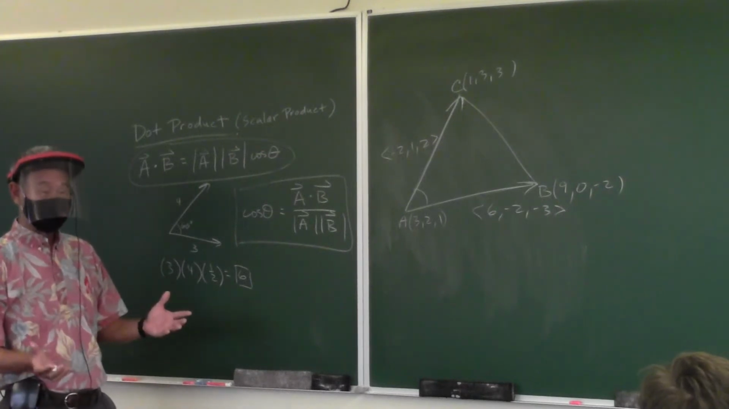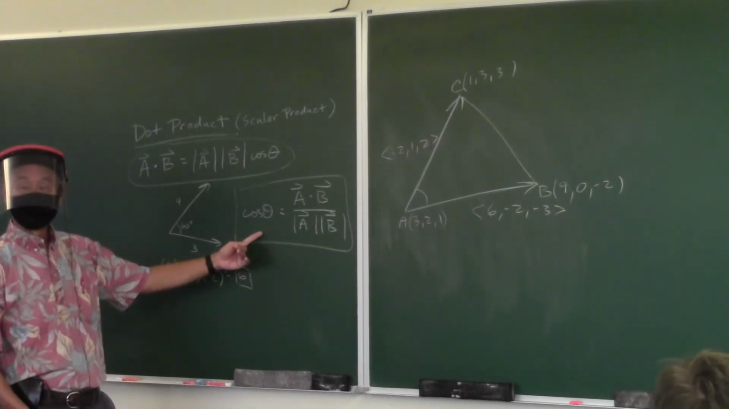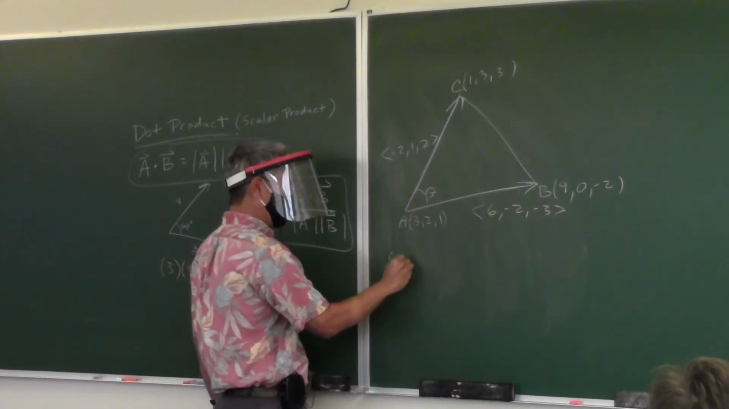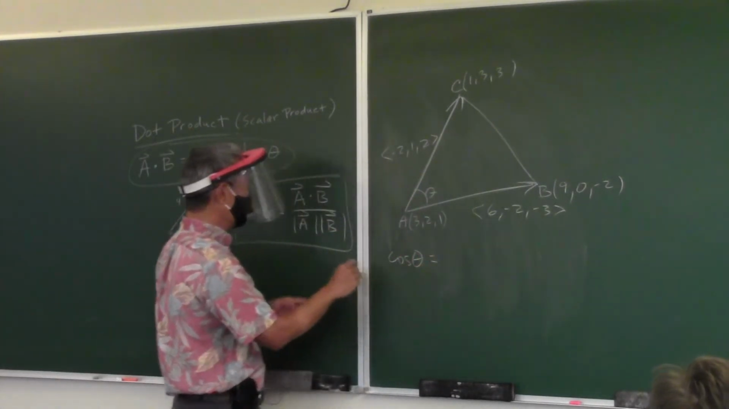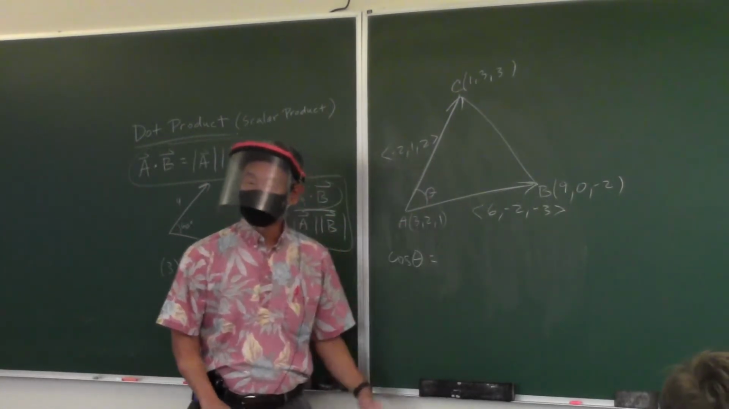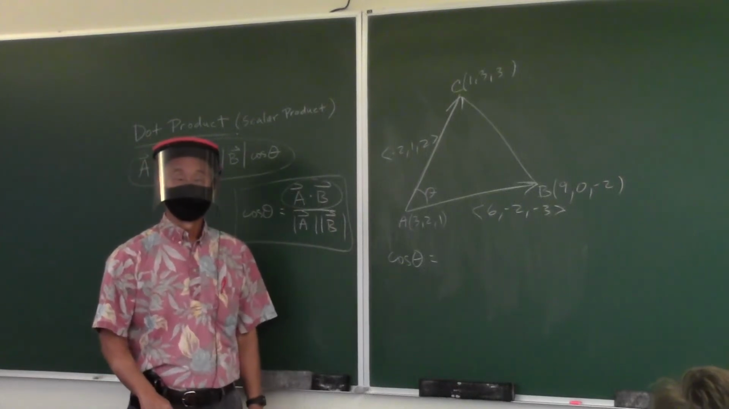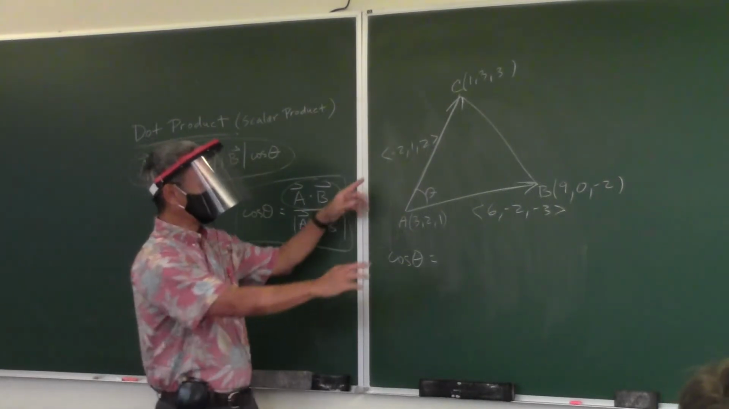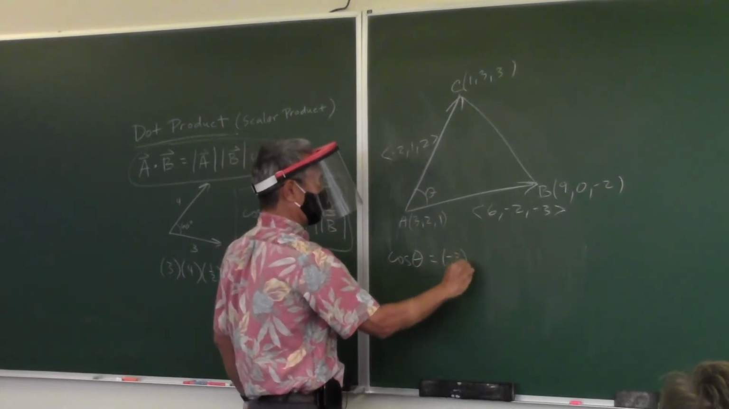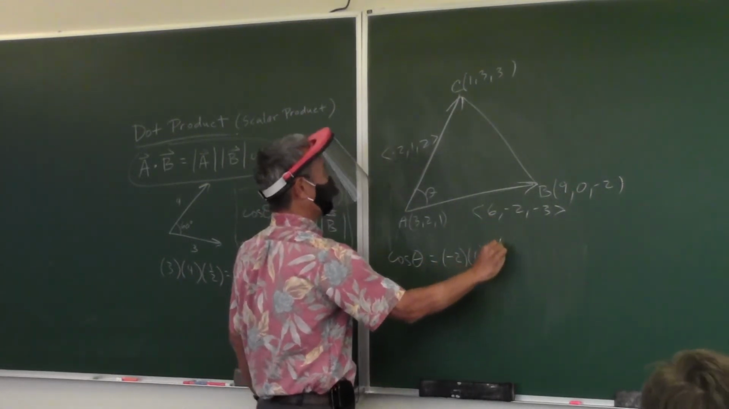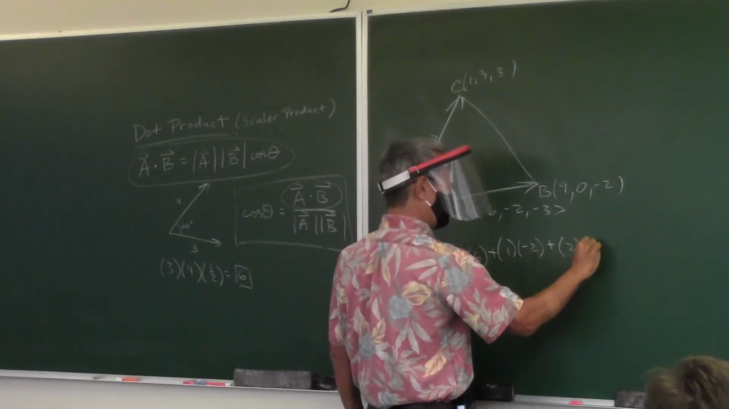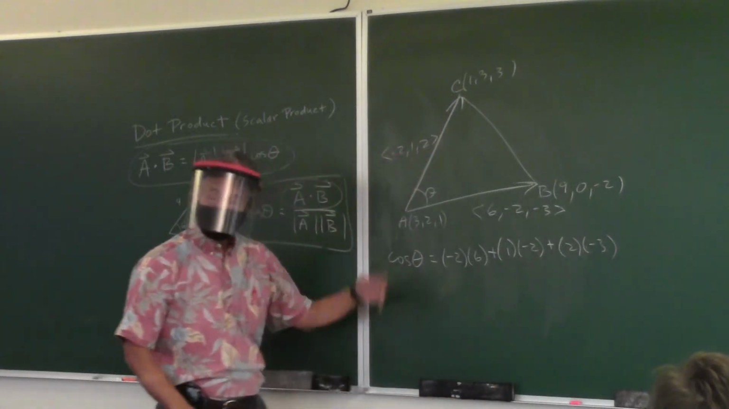Okay, now once you've got the vectors in component form, just do this thing right here. It's so simple. Let's call this angle theta, that's what we're trying to find. The cosine of this angle is equal to the dot product. How do you compute the dot product of two vectors? Multiply the x components, multiply the y components, multiply the z components, and add them up. That's how you compute the dot product.